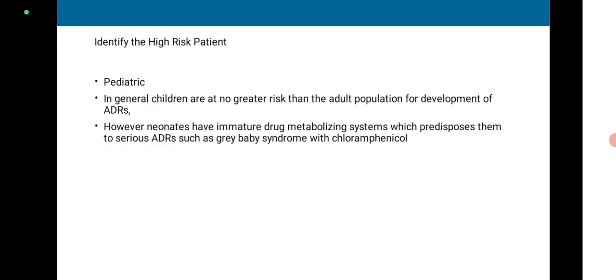The other category of high risk patients includes pediatric patients. Generally, pediatrics and adults have no greater or lower risk of ADRs, but in some patients whose ADME properties are not fully developed, or where there are variations in ADME, that can cause the occurrence of an ADR. Example is the occurrence of grey baby syndrome in neonates when started with chloramphenicol.